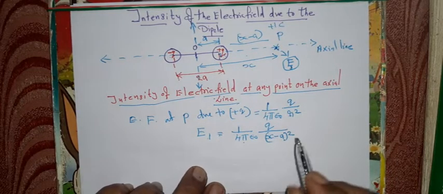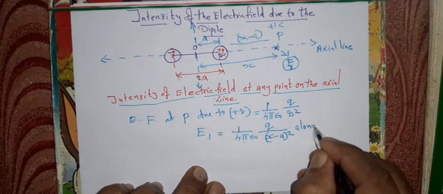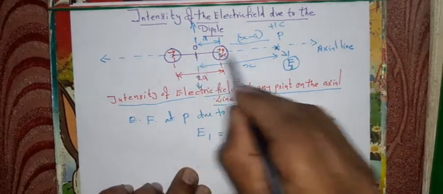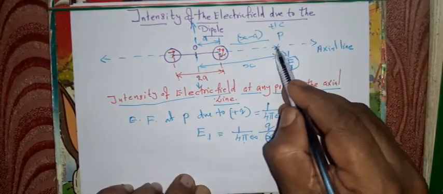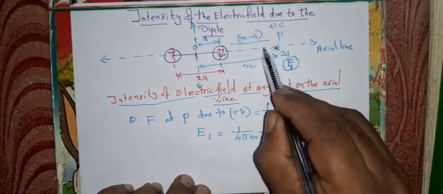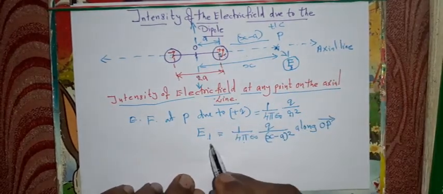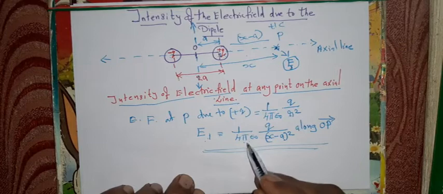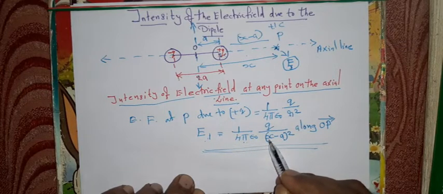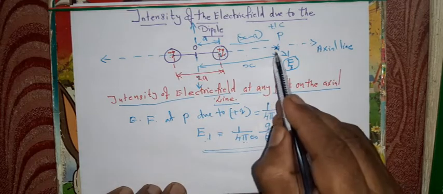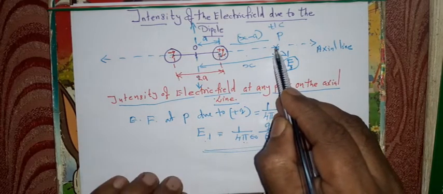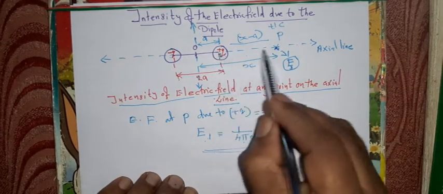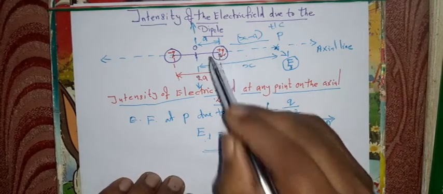What is the direction of E1? It is along OP. Why? Because once you place 1 Coulomb of positive charge here, this plus Q will repel and the force is in this direction. Therefore, E1 is directed from O to P. Therefore, the value of E1 is 1 by 4 pi epsilon 0 into Q by X minus A the whole square along OP. I told you to find out the intensity of the electric field at P, we are using the principle of superposition. As a first step, we have calculated the intensity of the electric field at P due to plus Q. What is the next step?